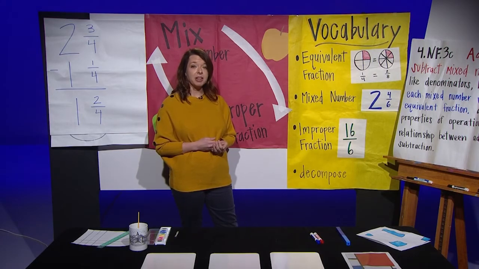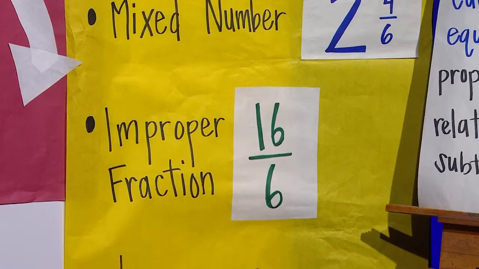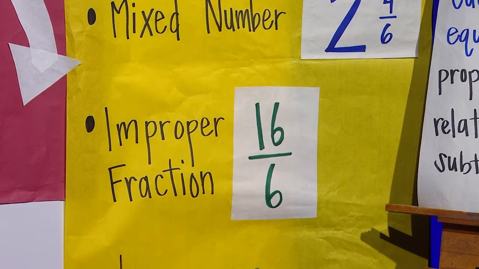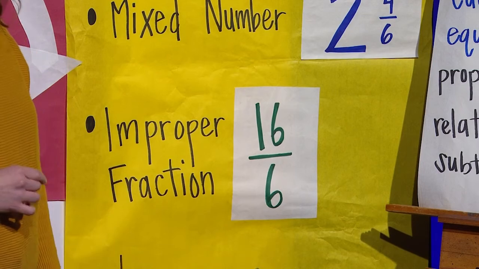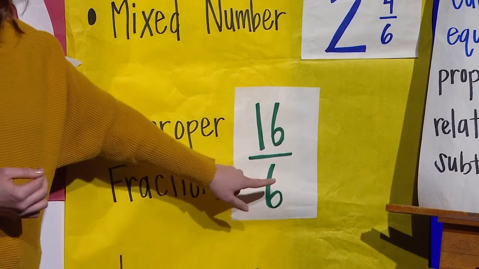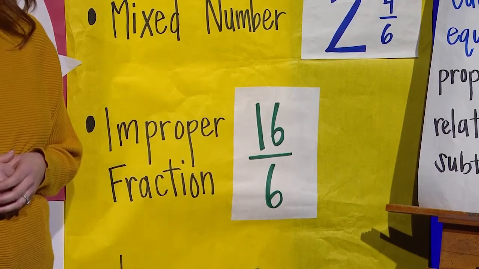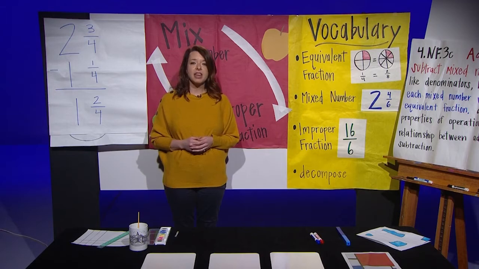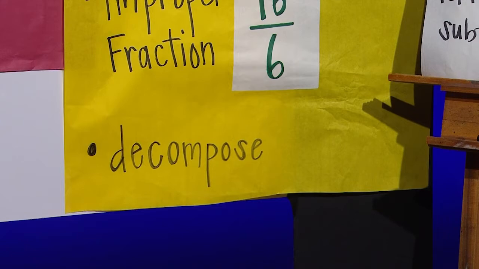Our third vocabulary word today is improper fraction. Now, you may look at this improper fraction and you say, whoa, Ms. Shipke, this looks a little strange, and it does. It's because this is a fraction that has the value greater than 1. And I know this because my denominator is 6. So the value of 1 here would be 6/6, and 16/6 is much larger than 6/6. So that is an improper fraction. And then the last word that I have for you today is decompose. And the word decompose just means to break down. And I know you've used that word a lot in math, to break down numbers.